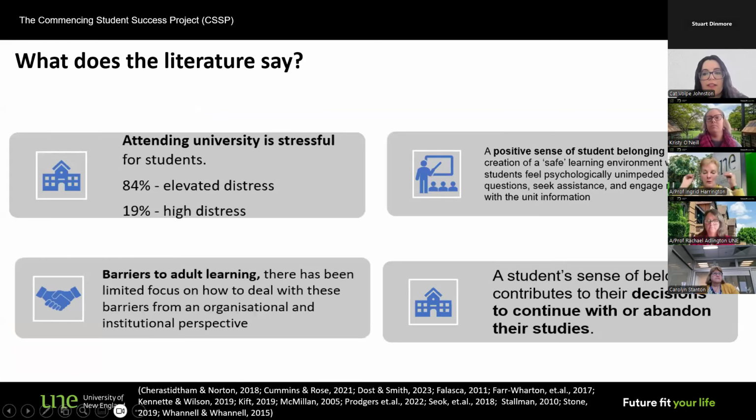The literature makes it clear. Attending university can be a stressful experience, particularly for students who may already be juggling multiple life commitments. Studies have shown that around 85% of university students report elevated distress levels, and almost 1 in 5 experience distress that's classified as high. These figures are more than just statistics. They highlight the urgent need for strategies that support student well-being alongside academic achievement.